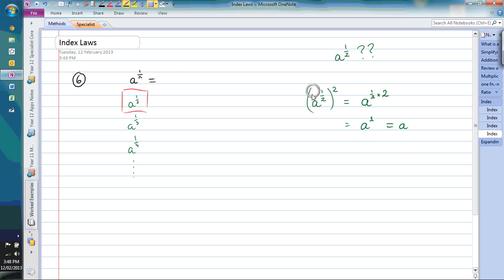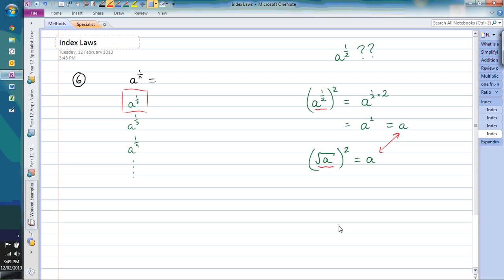We've squared this thing here, and the answer was a. Take a, raise it to the power of half, and then square it, and I end up with a. That's almost identical to this result that we learnt earlier. If I take the square root of a and I square it, I get a. The only difference between these two expressions is that in this one I've got a to the half, and in this one I've got the square root of a. I'm squaring both of them and the answers are the same.